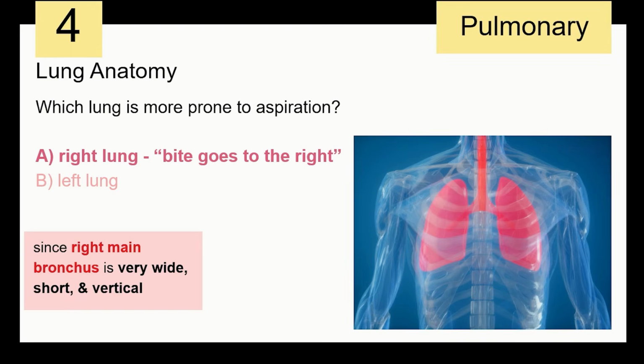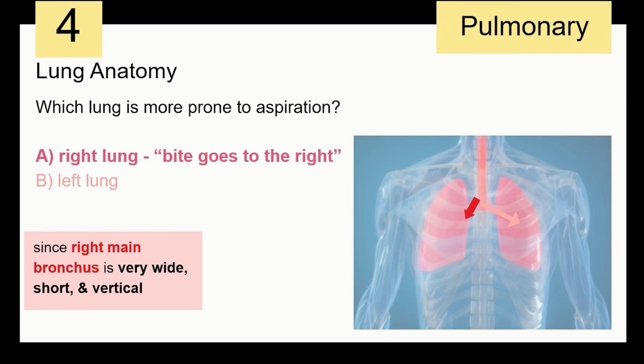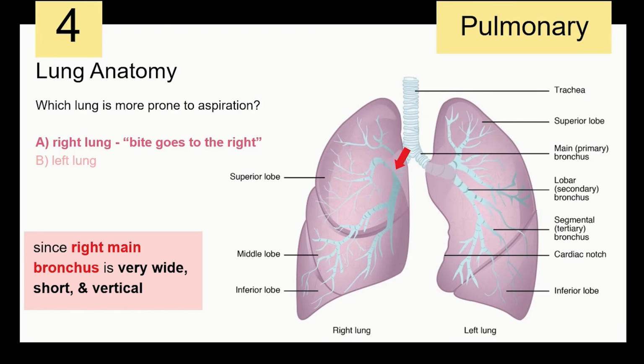And this is because the right main bronchus is very wide, short, and vertical. And we can see that over here. We see the right main bronchus is short, wide, and more vertical. Gravity will take the food into that lung. All right? And here we see another picture of that short right main bronchus right over there.